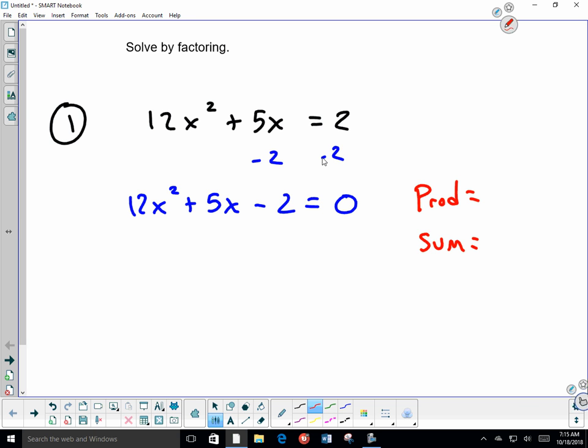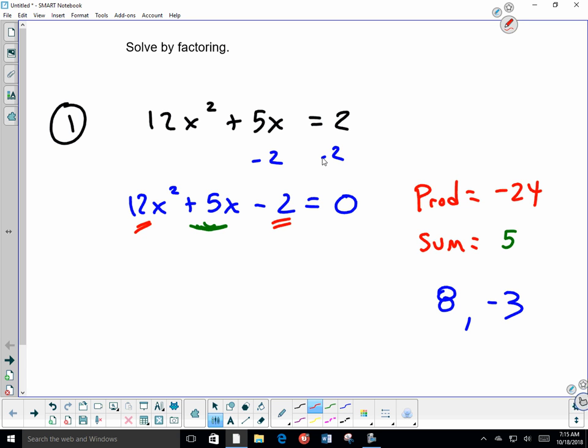So you know that the product is going to be the A times the C, so that's going to be negative 24, and the sum is going to be your middle coefficient, the coefficient on the x term, including the sign, so that's positive 5. So the two numbers that are going to work here are 8 and negative 3. They multiply together to give us negative 24, and they add up to 5.